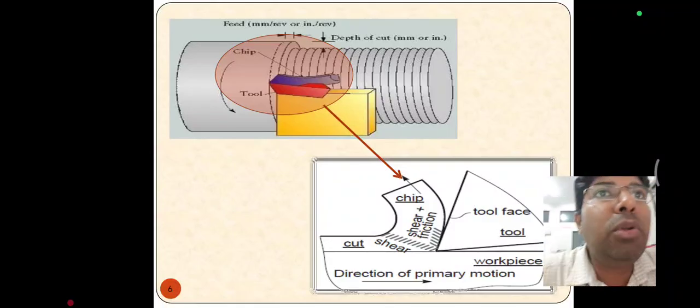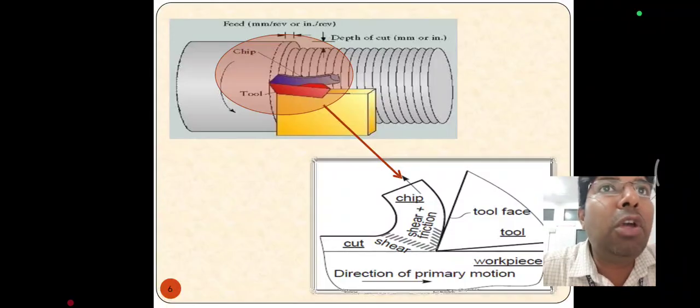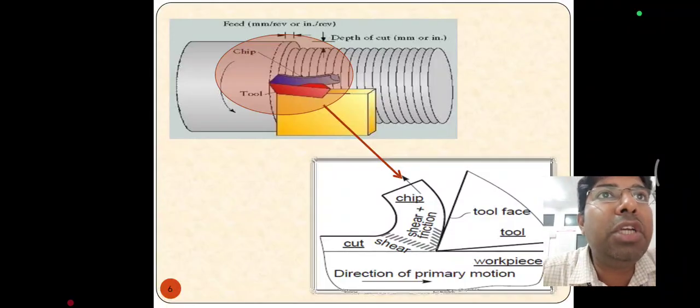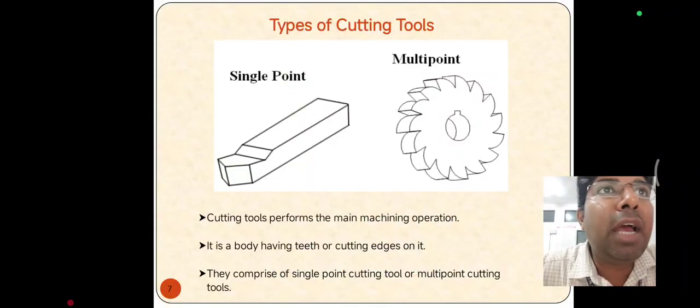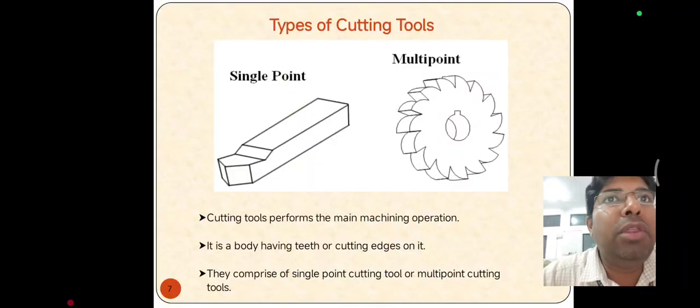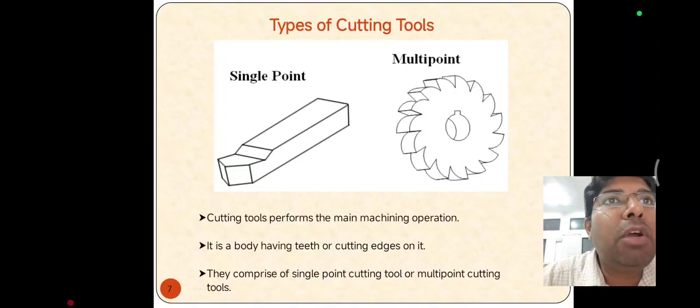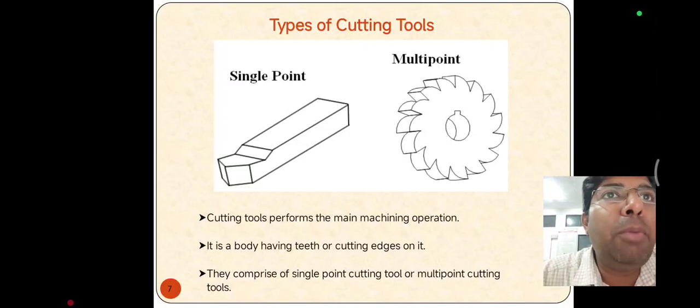Let's talk about cutting tools, which are responsible for performing the main machining operation. These tools are essentially bodies that have teeth and a cutting edge on them, which do the work of removing material from a workpiece. Cutting tools can be classified into two main types. The first is the single point cutting tool and the second is the multi point cutting tool.